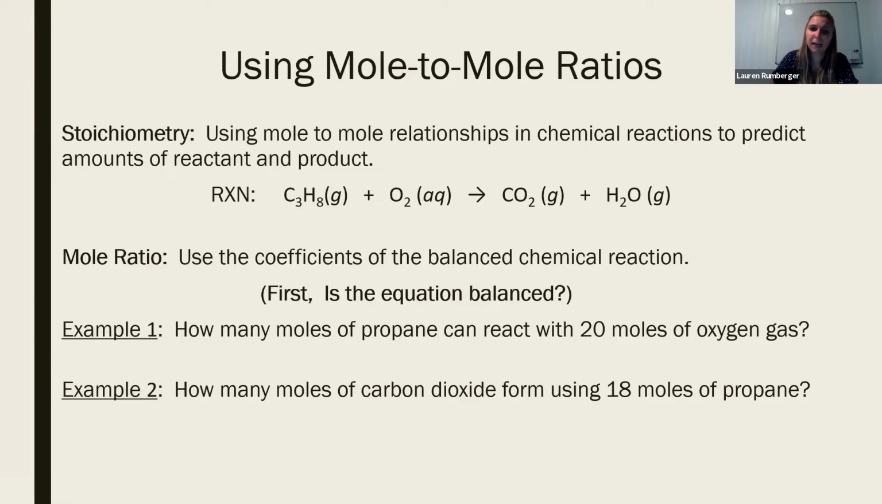So in order to balance, we're going to go through the process that we've learned. And then once it's balanced, we're going to apply mole ratios in these examples, okay? So let's first work on balancing and then we'll move on to these examples.